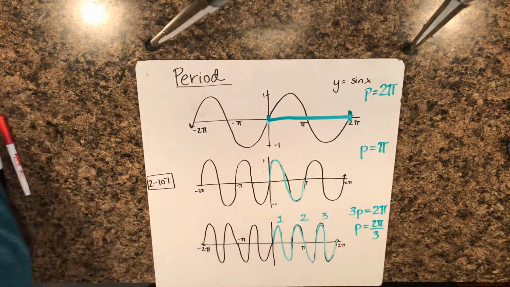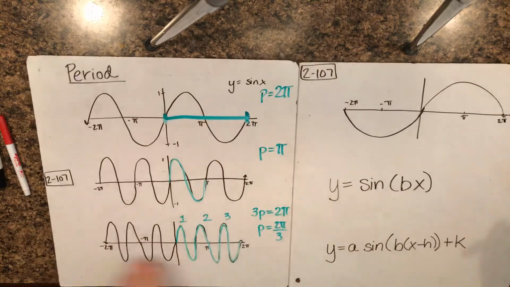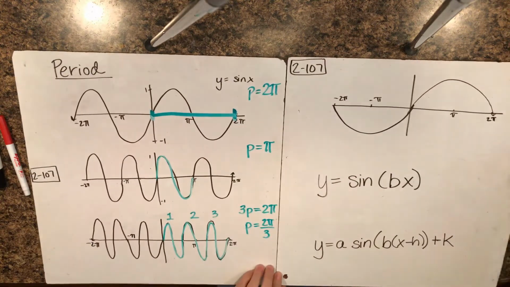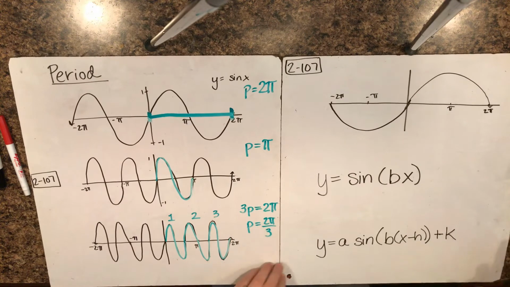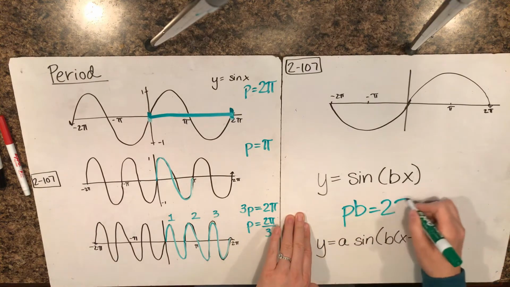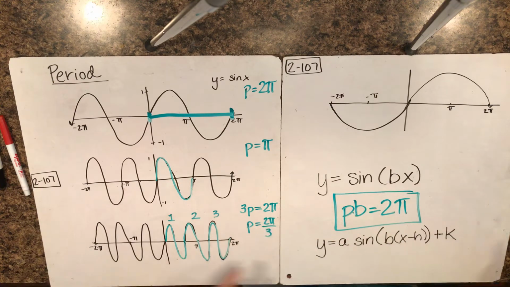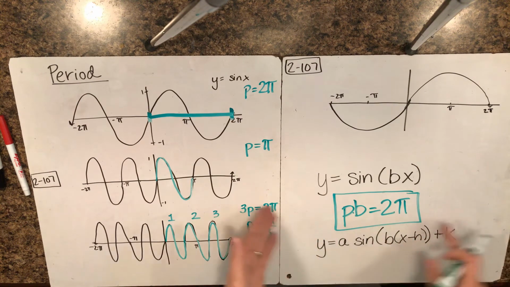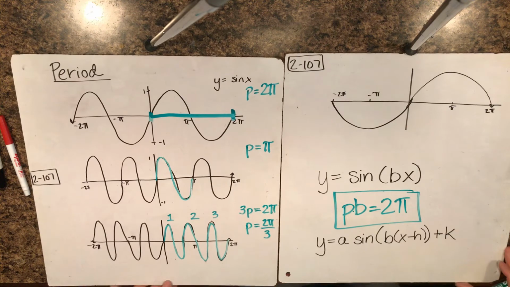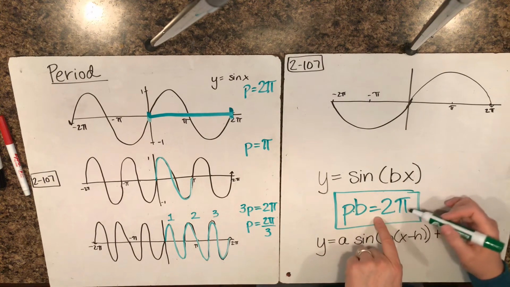This is one of my favorite equations in math. We'll get to this and talk about this in a second, but PB equals 2 pi. That's a really, really good thing for you to remember. Peanut butter pie, peanut butter equals 2 pi. I don't even like peanut butter pie, but that's an easy one for me to always remember. Period times the B value is equal to 2 pi.